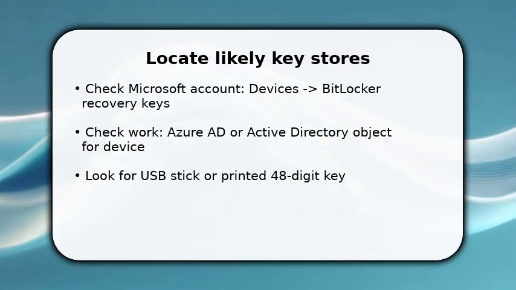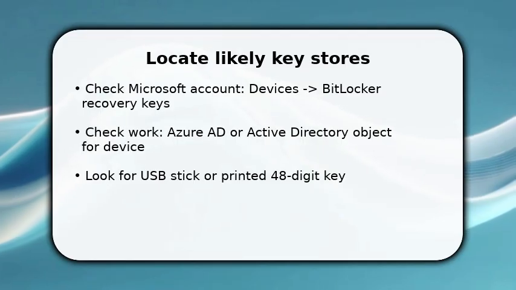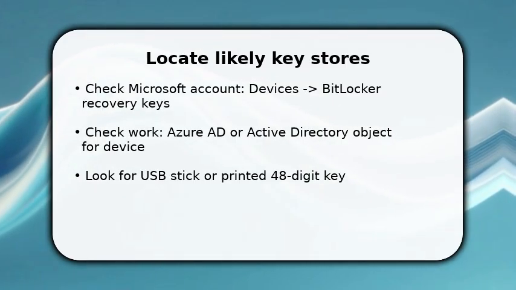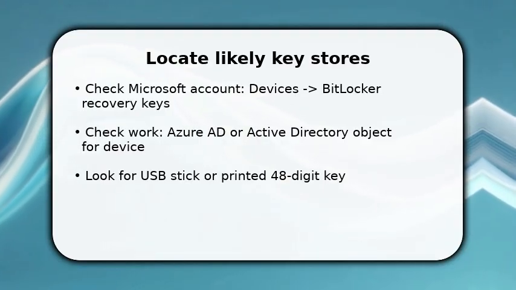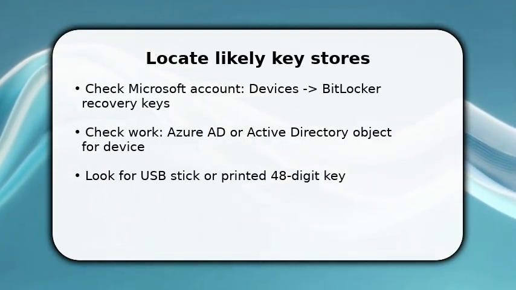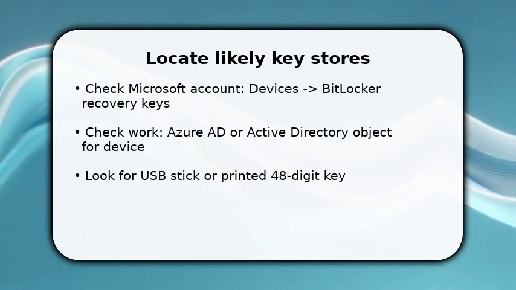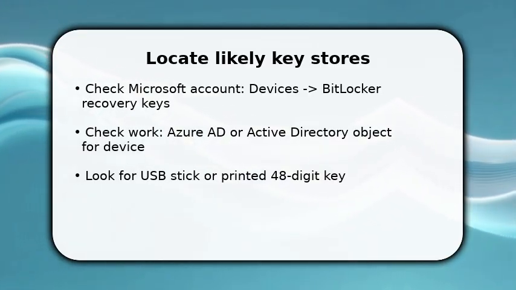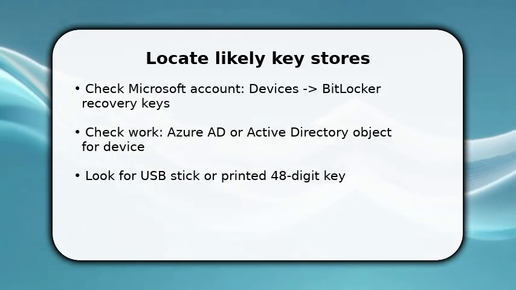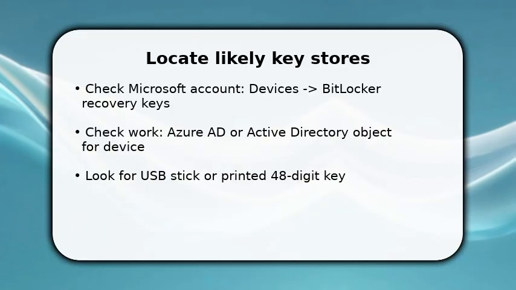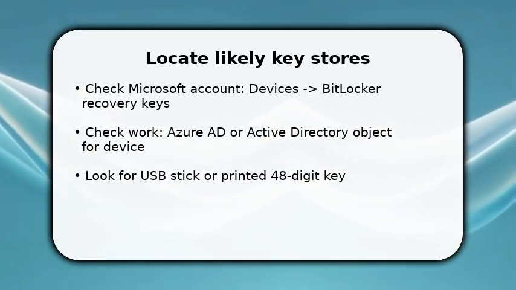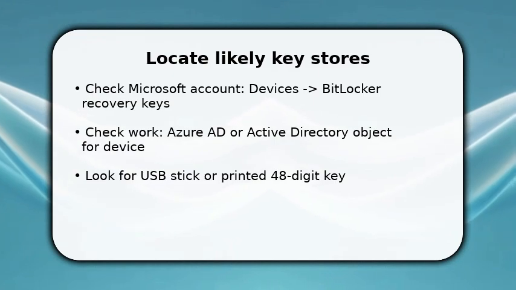You start by immediately hunting known storage locations so you can act fast. Sign into the Microsoft account linked to the PC and open devices to check BitLocker recovery keys. If this is a work device, sign into Azure AD or ask IT to check Active Directory for the device object's recovery key. Also check any labeled USB drives and the physical printout you may have saved. Once one of these sources shows the key, you'll be ready to unlock or back up the key.